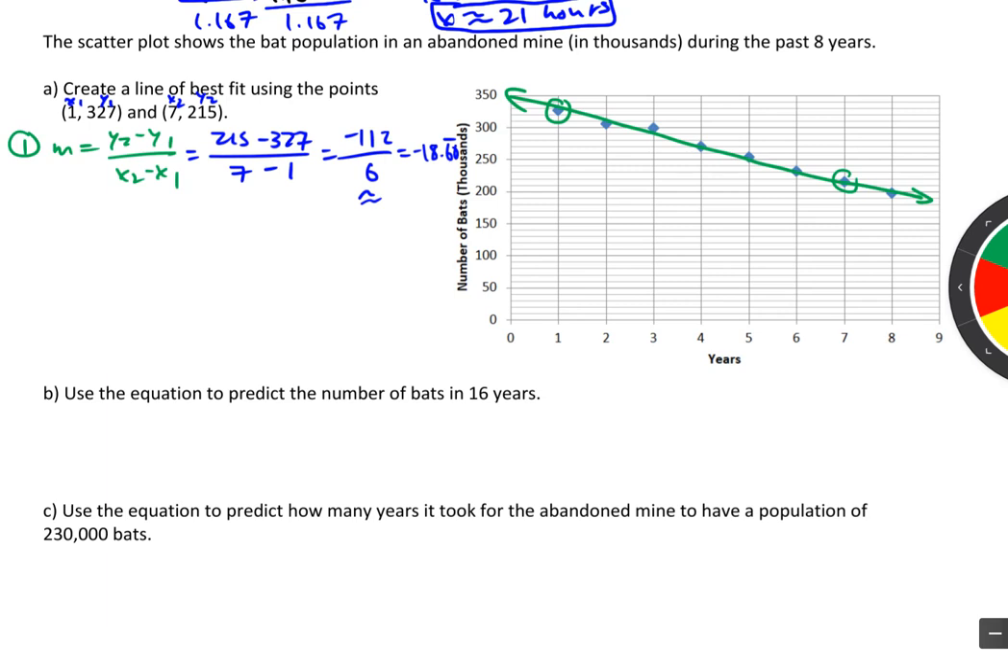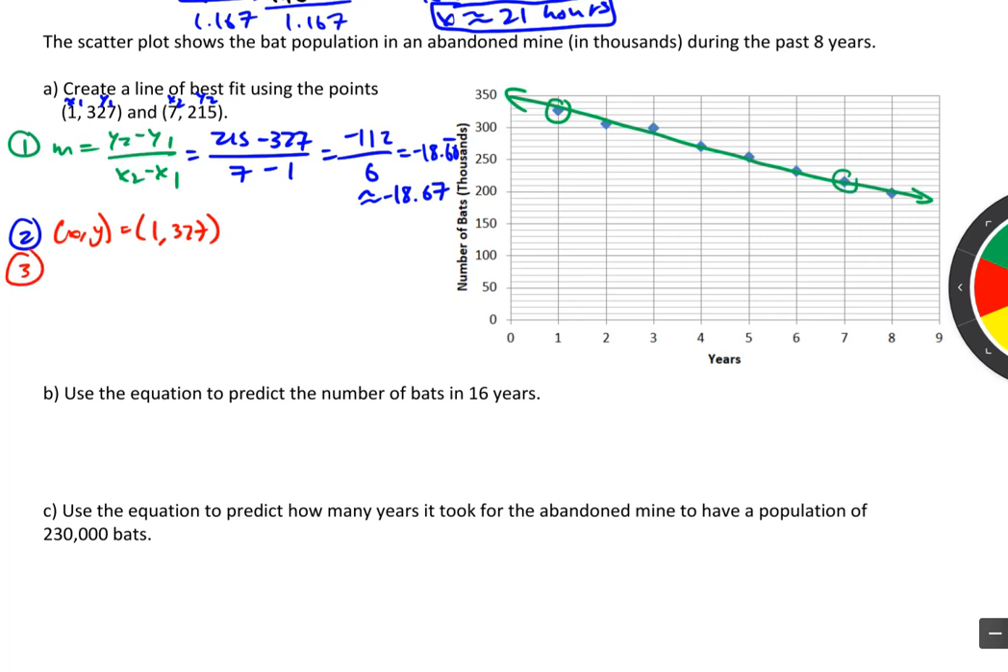So this is approximately negative 18.67. Okay, step 2, we're going to choose any x, y value. Let's say I just choose the first one. I'm just going to choose x comma y as 1 comma 327.